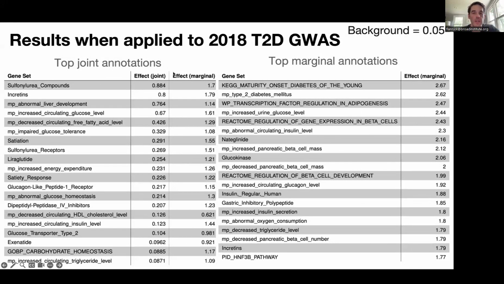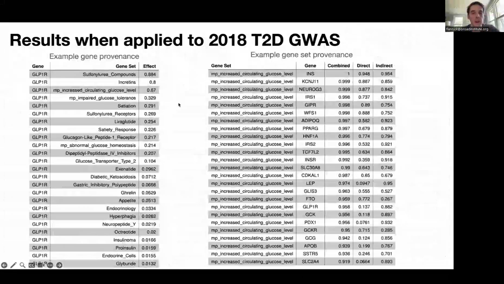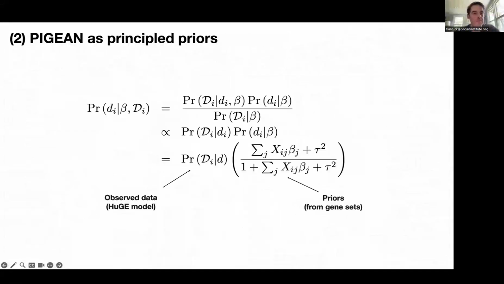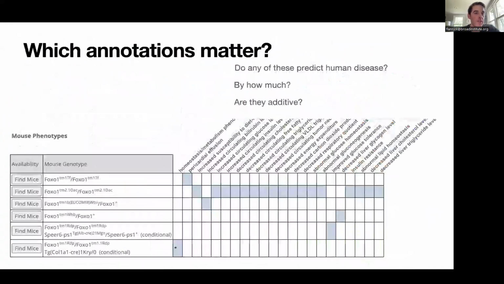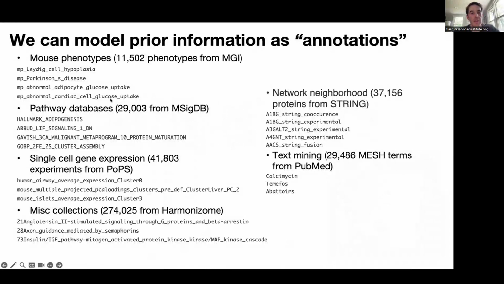Okay, I'm confused about the source of the prior information. The method is agnostic to that, but we have compiled these annotations as our prior information. We curate from the MGI database 11,000 mouse phenotypes. For each of those phenotypes, you have the list of the genes that are in that phenotype. Conversely, for each gene, you have all of the mouse phenotypes that have been observed for it. That would be the prior information from that mouse data set for the gene.